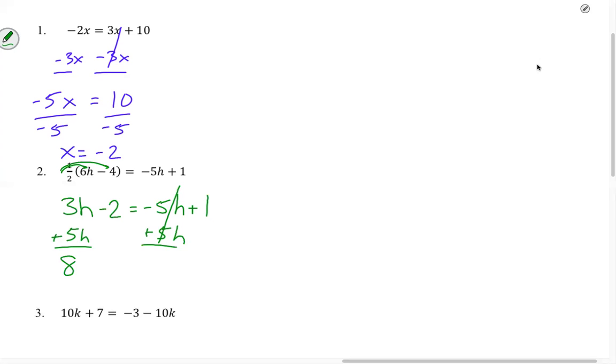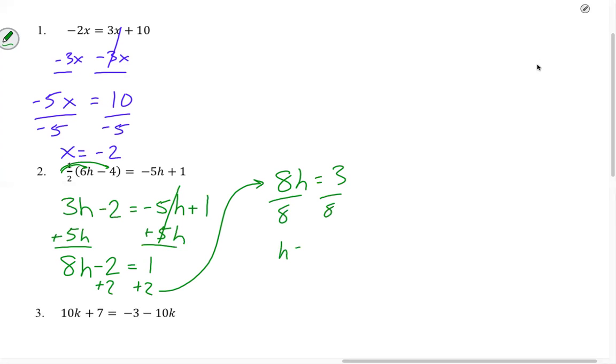So that gives me 8h minus 2 equals 1. So I add 2 to both sides. That gives me 8h equals 3. So I divide by 8, and I get h equals 3/8.